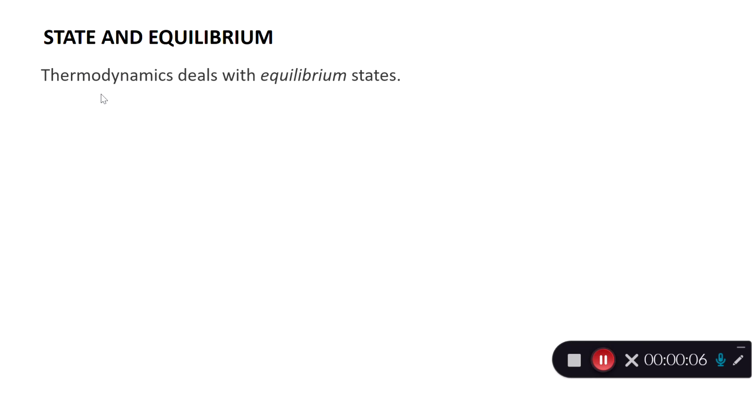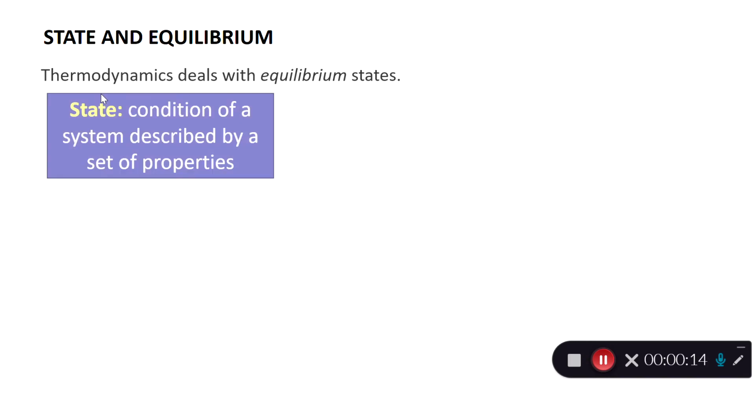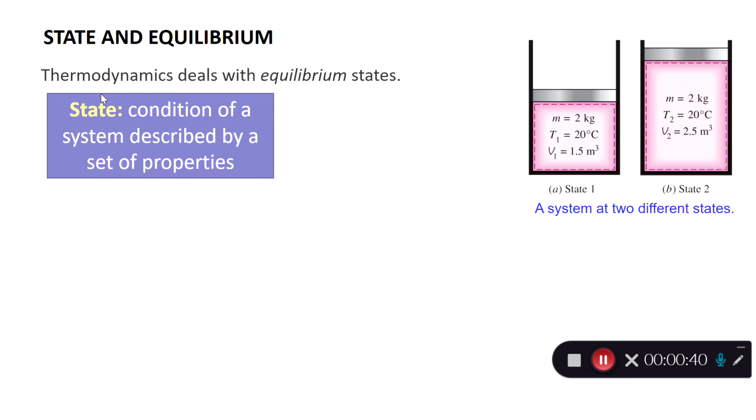Thermodynamics deals with equilibrium states. Now, what is equilibrium and what is a state? A state is basically a condition of a system described by a set of properties. For example, when you know that the pressure is atmospheric pressure and the temperature is 0 degrees, we know for sure that water will exist in ice form, in solid form. So that is the state, right? It's a condition described by the set of properties, which are pressure, temperature, etc.